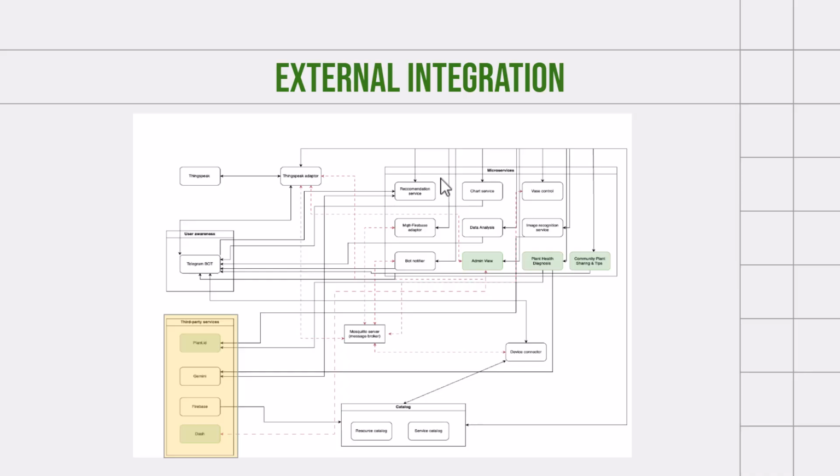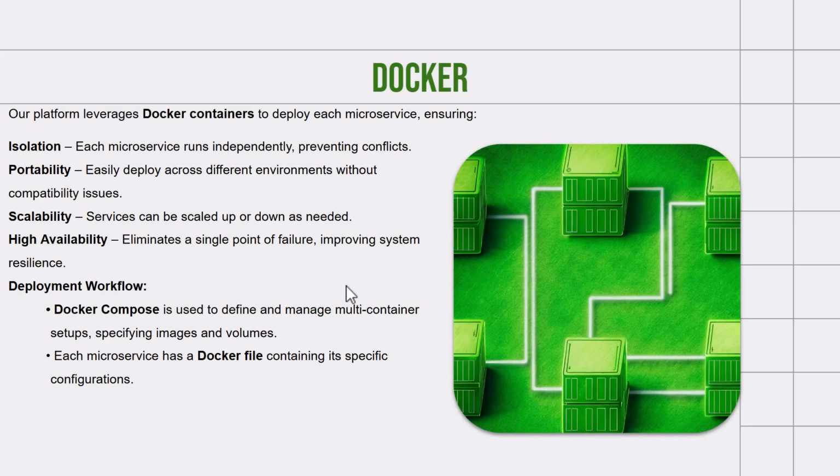In this part, we want to talk about external integration, or as you can find here in the picture, third-party services. The first one is Docker. For deployment, we relied on Docker. Each microservice runs in its own Docker container, isolated from the others. This gives us portability, easier scaling, and higher reliability. Using Docker Compose, we can manage multi-container setups, and every service has its own configuration. With Docker, we ensure modularity and eliminate single points of failure.